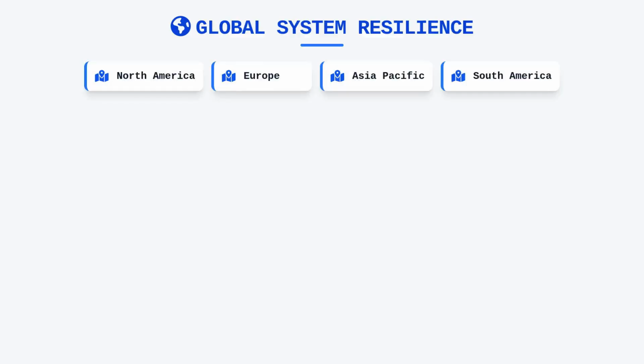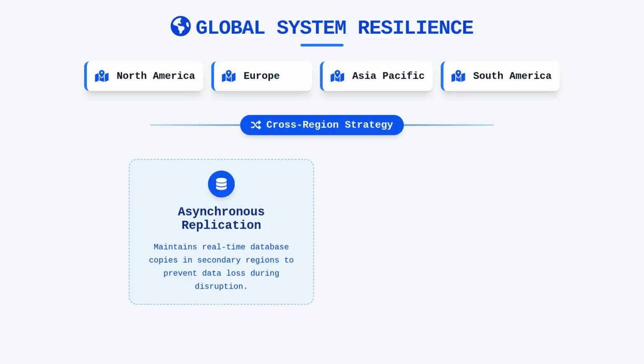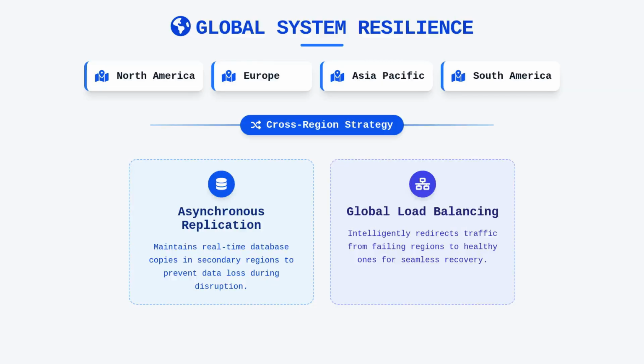IBM maintains a global distribution of these regions across North America, Europe, Asia-Pacific, and South America to meet the needs of international organizations. However, physical presence in a region is only one part of the equation when designing for system resilience. You need an effective cross-region communication strategy to handle scenarios where an entire region might face disruption. This often involves asynchronous data replication to maintain copies of your databases in a secondary region. Additionally, implementing global load balancing can direct traffic away from a failing region to a healthy one, facilitating disaster recovery.